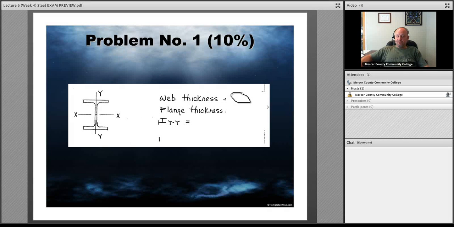Flange thickness, you'll look that up. That's t sub f for the flange thickness. And then I may ask for Ix, which means the moment of inertia about the x or horizontal axis, or in this particular example, I ask for Iy. All it is is a matter of going to the table and looking it up. Good news is it's easy. Bad news is it's tough to give partial credit because you either got it or you don't.